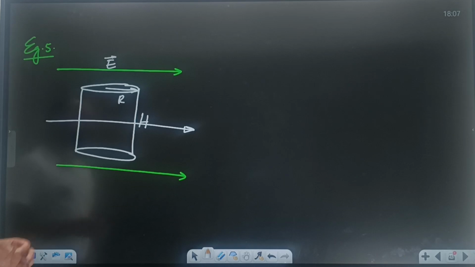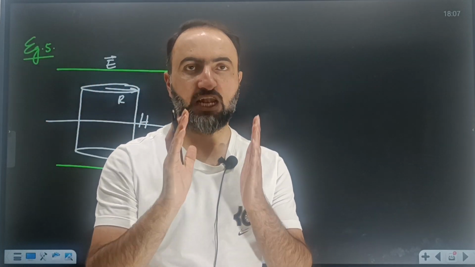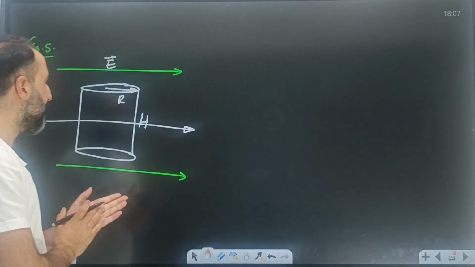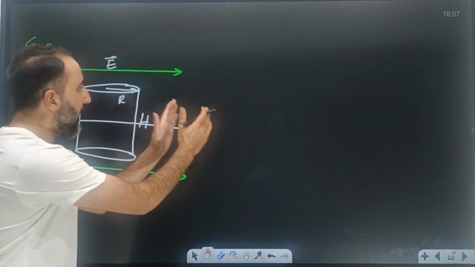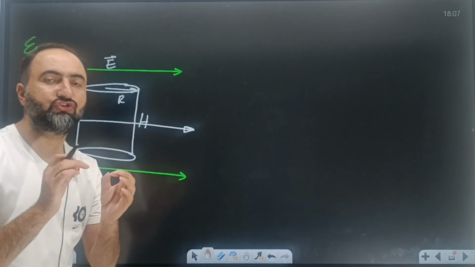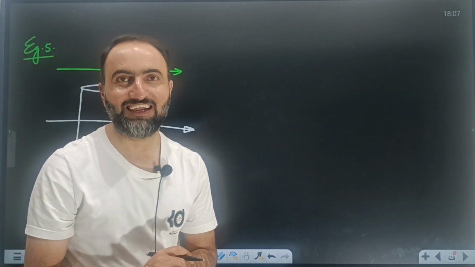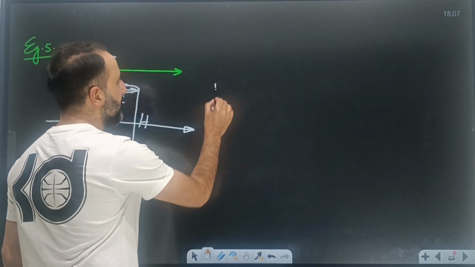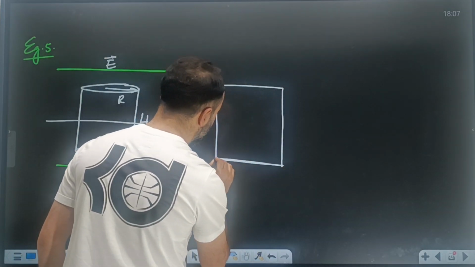Now the number of electric field lines entering must be exactly equal to the number of electric field lines leaving. Now imagine, for example, हम यहाँ से लाइट ऑन करेंगे, यहाँ पे एक शैडो बनेगी. What will be the shape of that shadow? That will be exactly a rectangle. इस तरह से होगा बेटा, this is the projection of the cylinder.